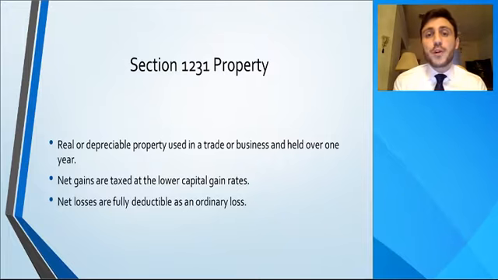Section 1231 property is real or depreciable property that is used in a trade or business and held over 1 year. This can be favorable because net gains are taxed at the capital gains rate and net losses are taxed as an ordinary loss.